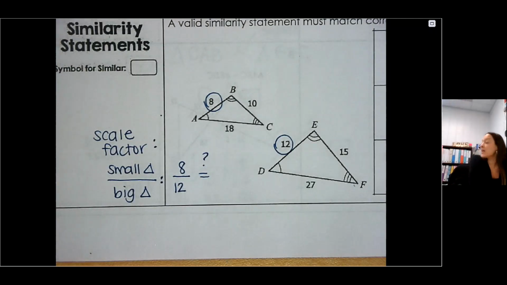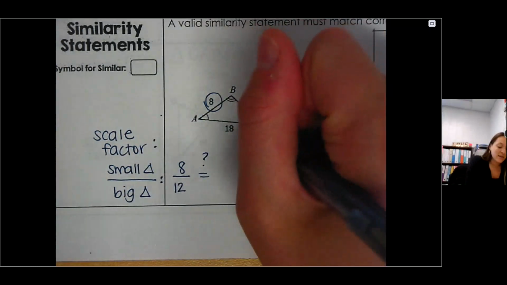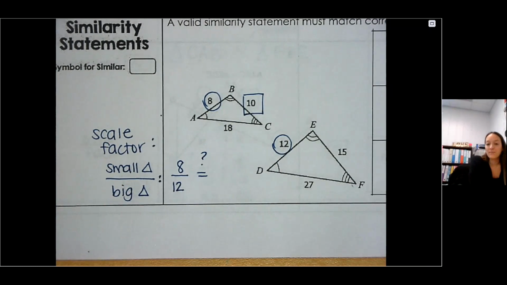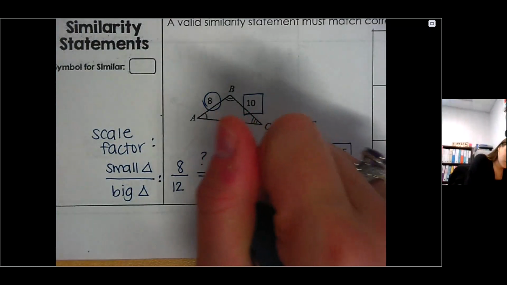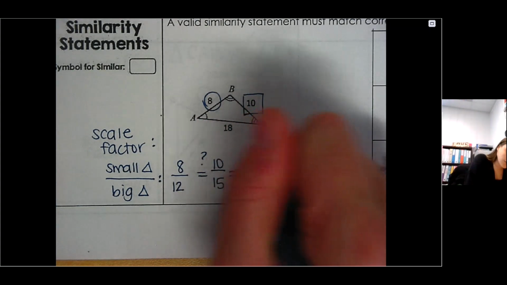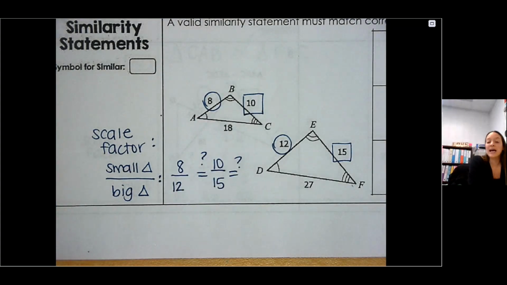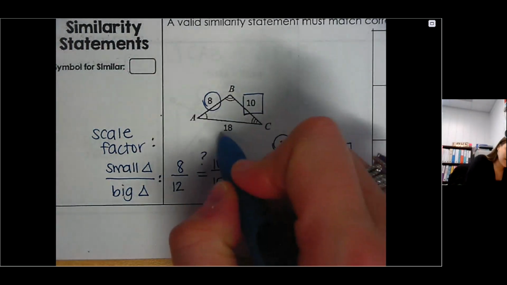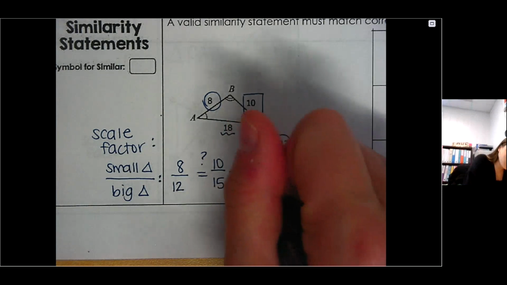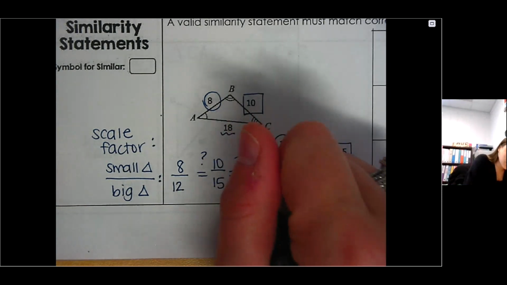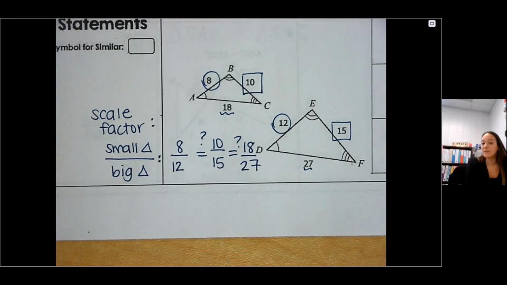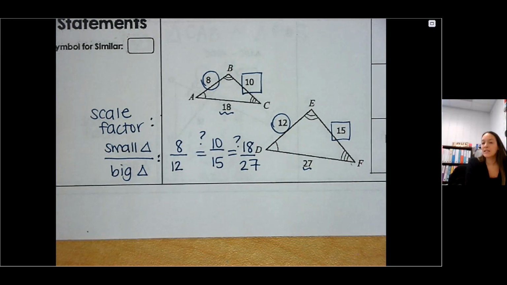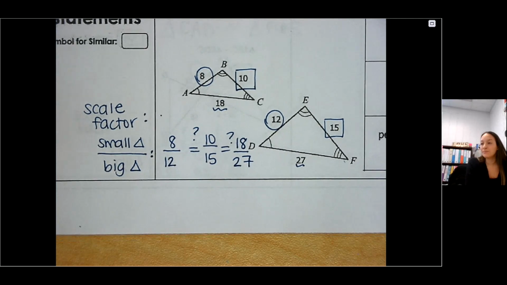So if I pick another side of the small triangle, like 10, which side matches with 10? 15. And I also need to check if that's the same as the last side, which is what? 18 over 27. Okay, so I want you to take your calculators. I want you to divide those numbers and see what you get as a decimal for those three. Let's see if they're the same or if they're different.